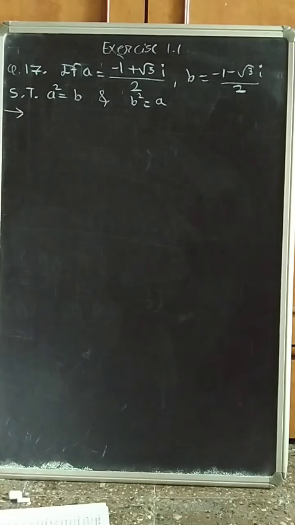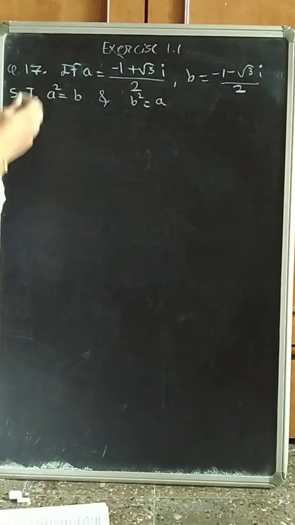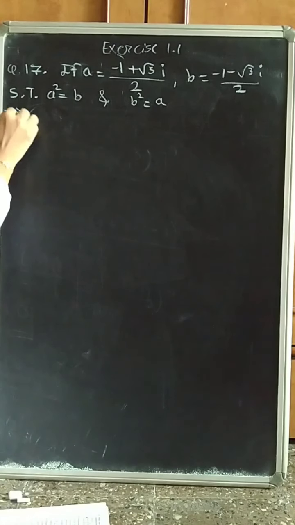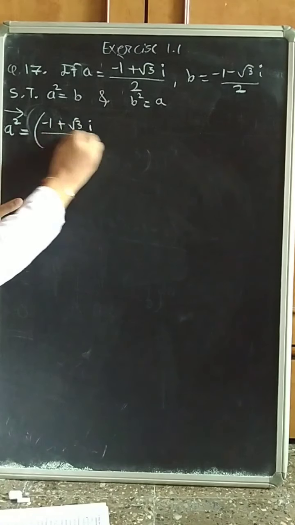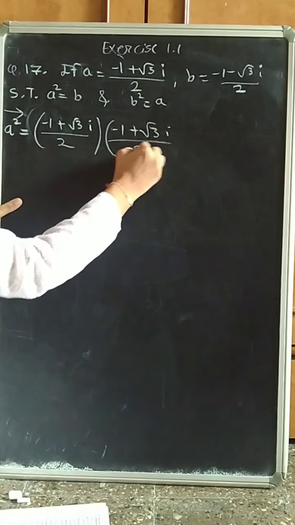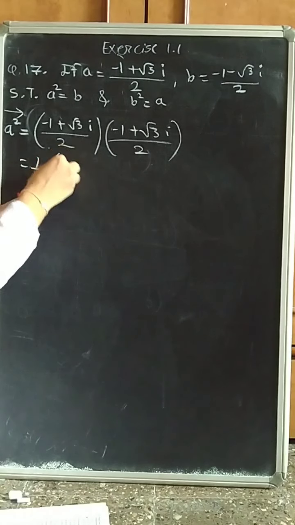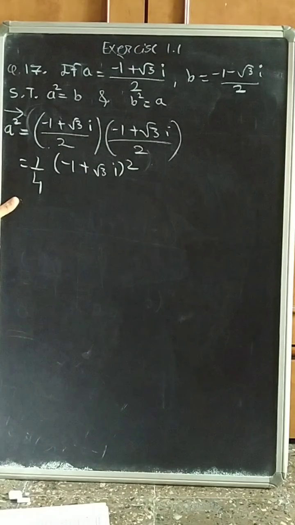So now, first आपण a square दाखवूया. मी a square दाखवते. a square equal to b. And homework is you have to prove b square equal to a. Okay. Now let's do a square equal to b. पहले a square equal to काय येईल? minus 1 plus root 3i upon 2 into minus 1 plus root 3i upon 2. So 2 into 2 is 4. 1 by 4 you get minus 1 plus √3i the square.